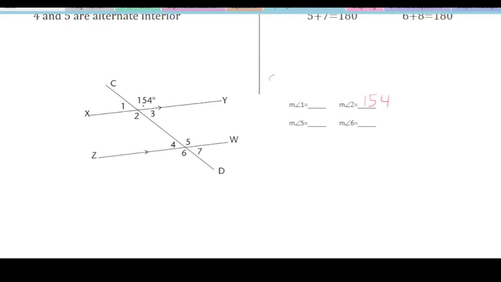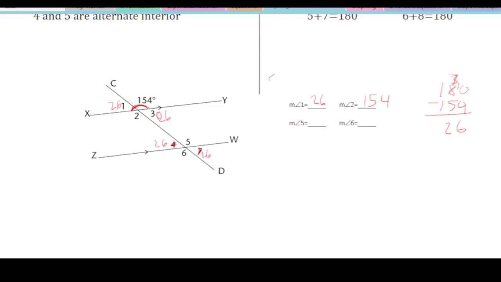We can also see that 154 and angle 1 make a half circle, which means they add up to 180. So I can use subtraction to figure out the measure of that other angle. We can say that that's 26 degrees, because 26 plus 154 gives me 180 degrees, which means that if this is 26, then this is also 26. Going down to the bottom, this angle 4 corresponds with that one, so that one's 26. And I can just start filling in the rest of these angle measures.